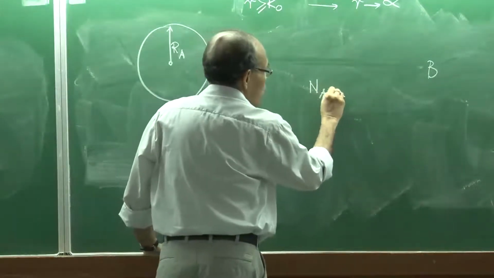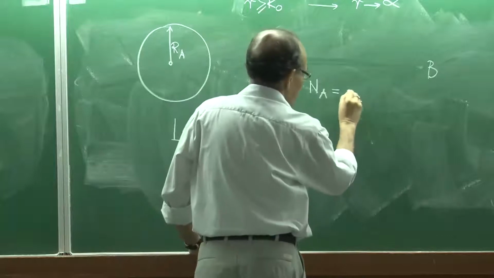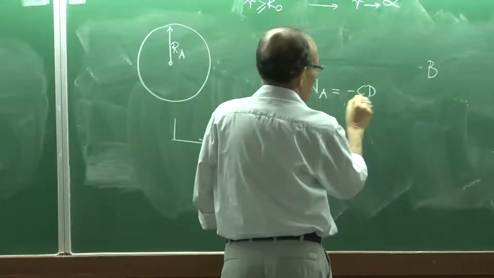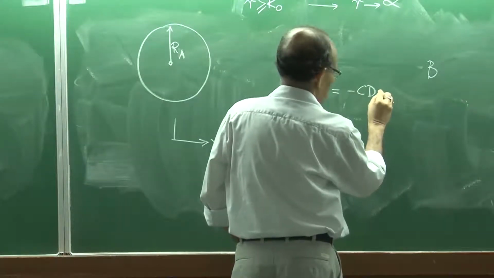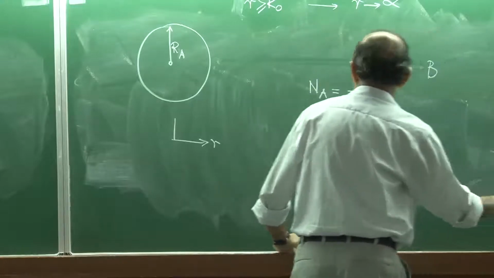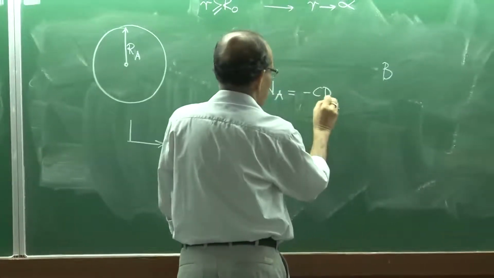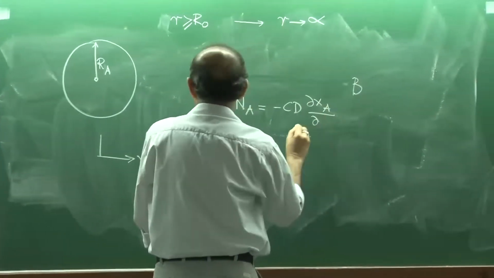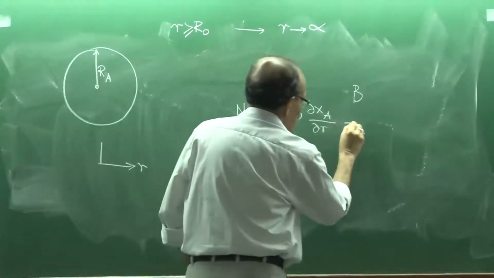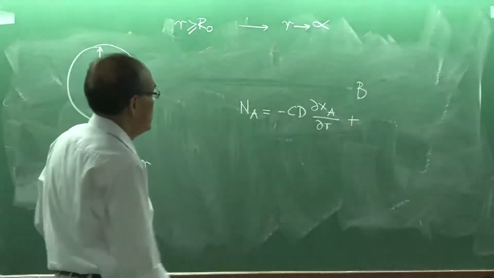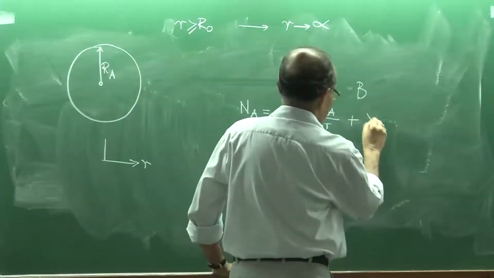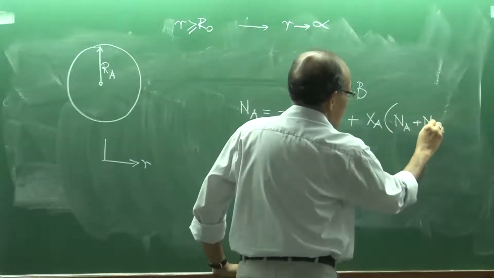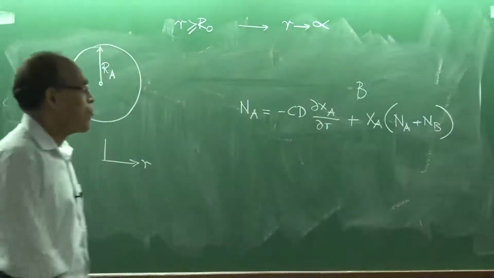N_A, as you know, is equal to minus C D, this is the diffusion flux, okay, I will write down this, x_A, and then we have x_A into (N_A plus N_B). This is our generalized diffusion equation.